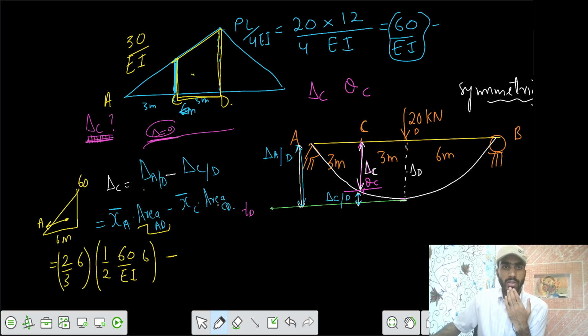And you need to get the centroid about point C. So the centroid is somewhere here. You need to get the centroid about point C. This is our XC dash, XC bar.